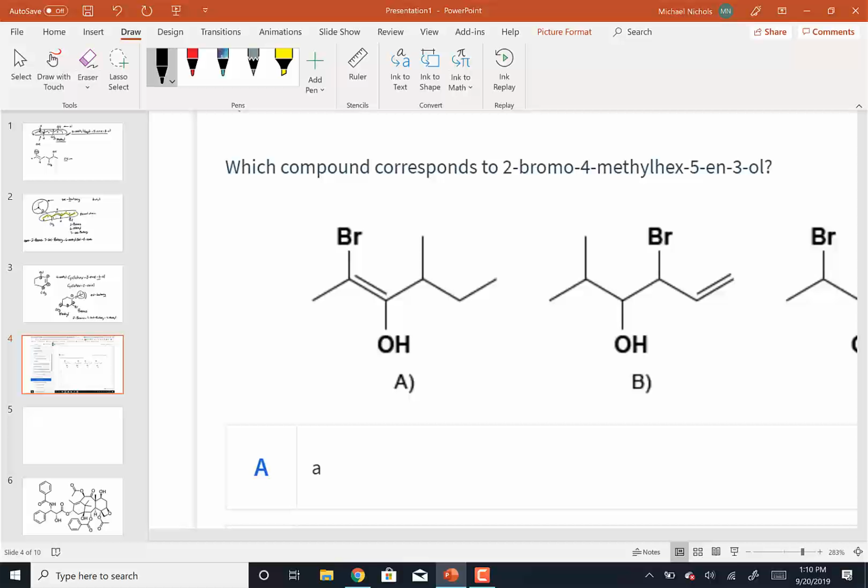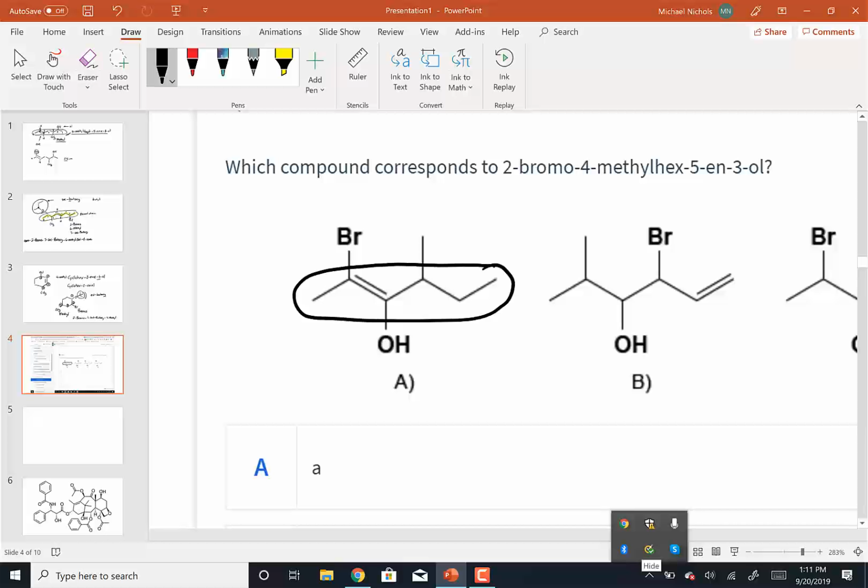So how would we name A? Well, I look at this and what I have is a double bond and an OH group. So I have two functional groups. So my longest continuous carbon chain has to include the double bond and the carbon attached to the OH, which in this case is a carbon in a double bond. So I've got to find my longest continuous carbon chain. I believe it would be that one. Does that one look like it's the longest chain?